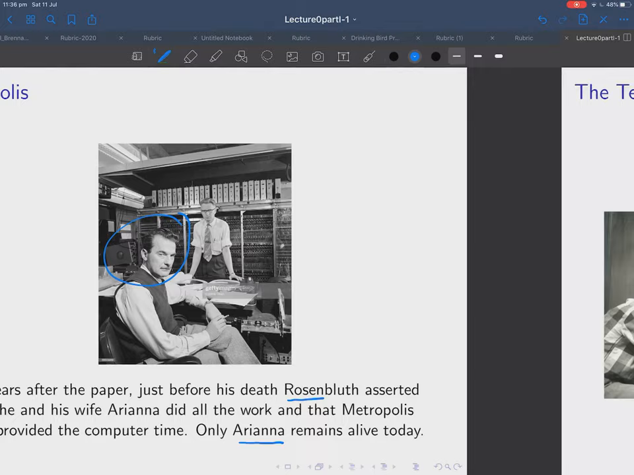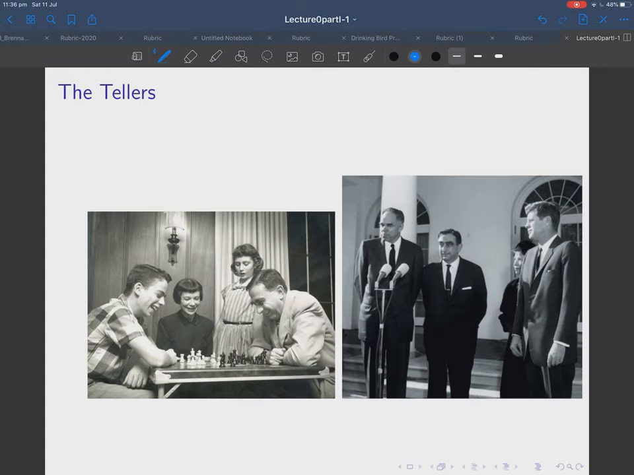Here are some pictures of the Tellers playing chess, and there's Teller with President Kennedy.